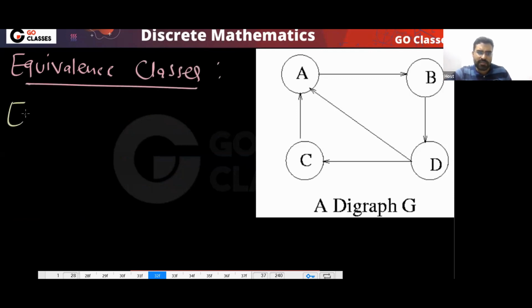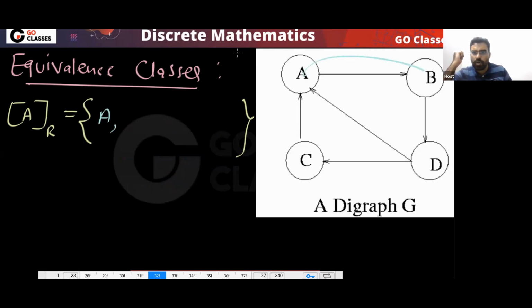What is the equivalence class of A? Please tell me. The equivalence class of A means the set of vertices to which A is related. A is related to A. You can notice there is a path from A to B and from B to A, so A, B are strongly connected.